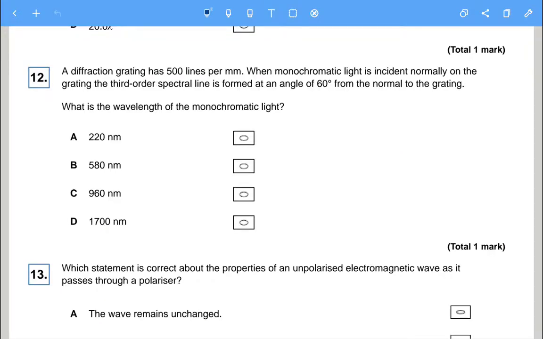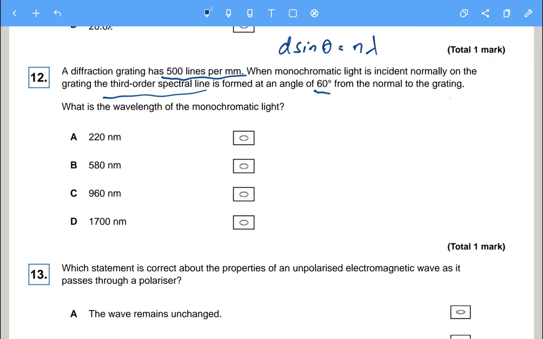It's a bit of a classic one. It's just d sine theta equals n lambda, so I'm going to write that at the top. d sine theta equals n lambda. That's the equation that describes what's happening with the diffraction grating. We have 500 lines per millimeter, so we're going to use that to find d, which is the distance between two individual lines. Then we've got the angle 60 degrees, and it's the third order spectral line. So let's find d first.